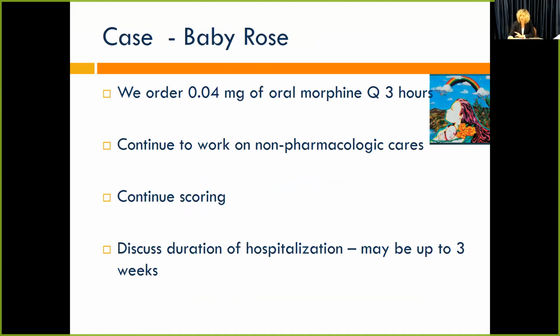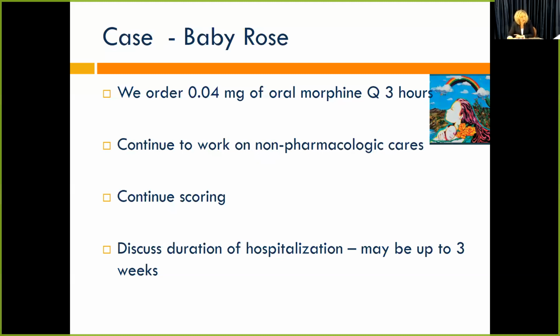Okay, so back to little Miss Rose. We've ordered the 0.04 milligrams of oral morphine every 3 hours. We're going to continue to work on her non-pharmacologic cares, doing some specific interventions for the baby, because we noticed that she really likes to be swaddled tightly. She likes to feel that she's secure. So we're coaching the dad on how to do effective swaddling, which is an important dad skill for everybody.